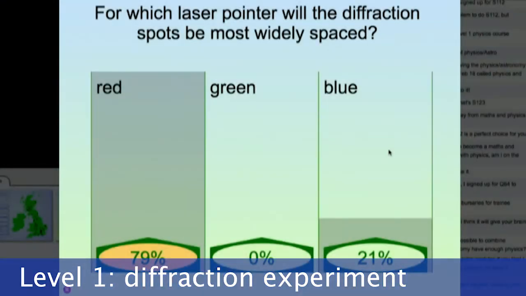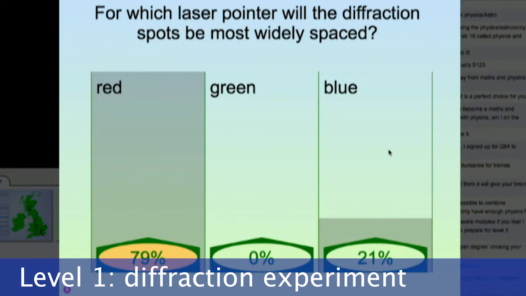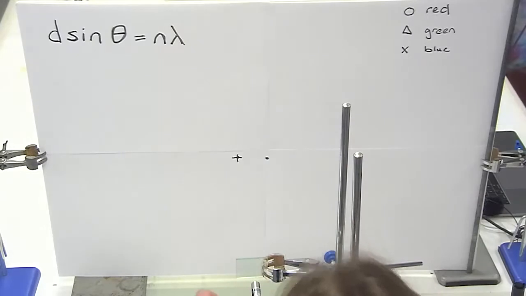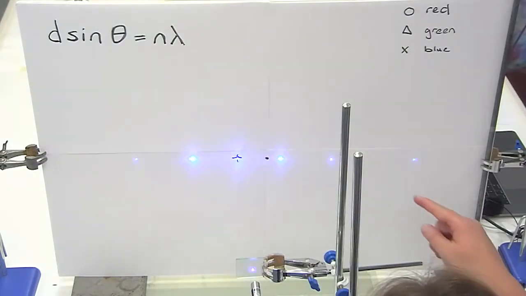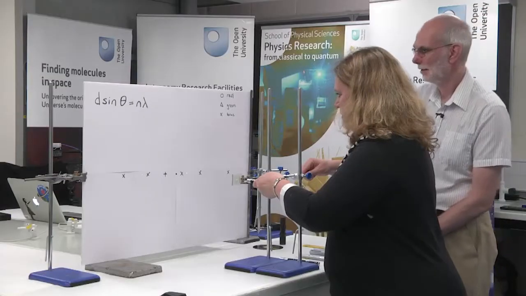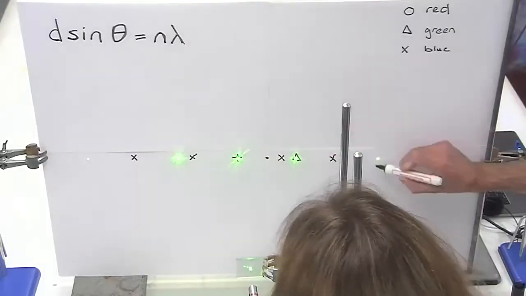Let's just see. You all think it's going to be the red, most widely red. Yeah, just here. So this is my 0th order. That's our centre line. If I could ask you to draw a cross where the blue light is. Let's put the green on. Green with some little triangles.